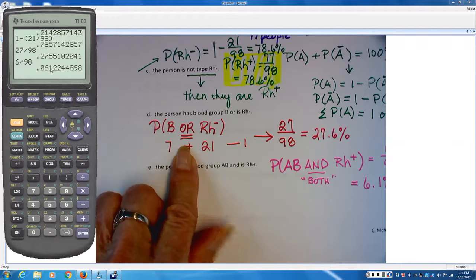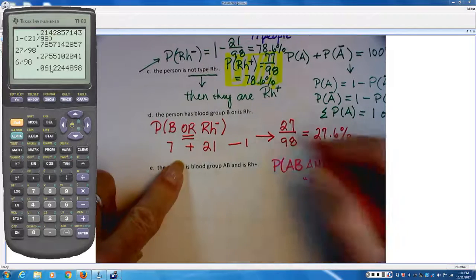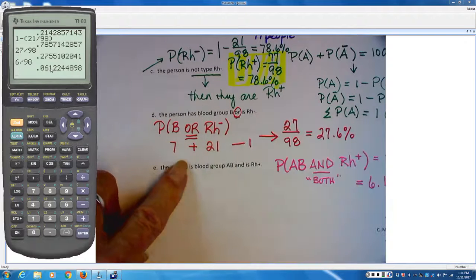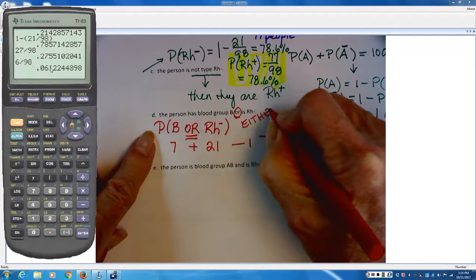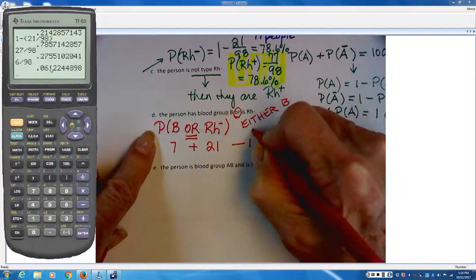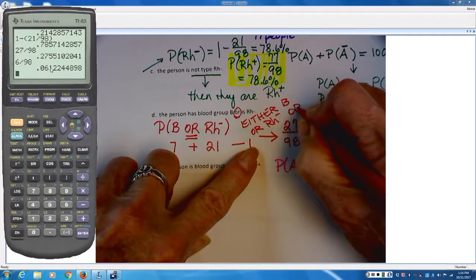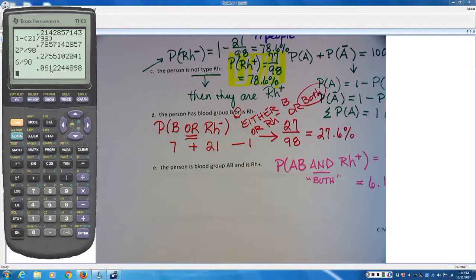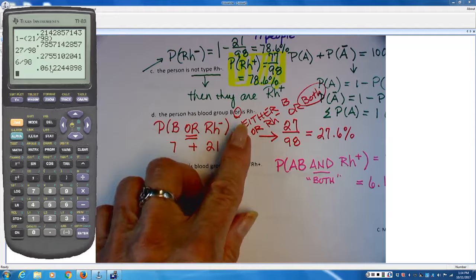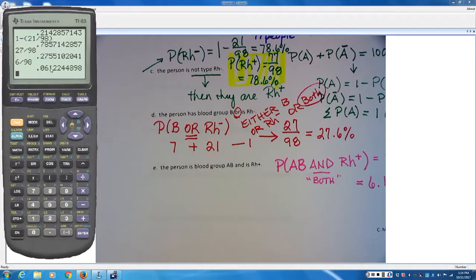So that means, let me see if I can clarify the language here a little bit better. Or means they are either B, or they are Rh negative, or they are both. Because a person that is both counts in both groups. But since we're talking about these people or these people, we can't count them in both groups till we count the total number. Does that make sense?